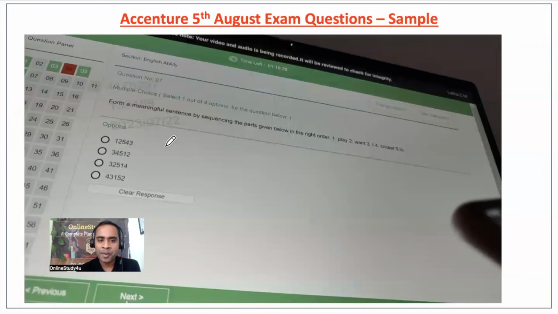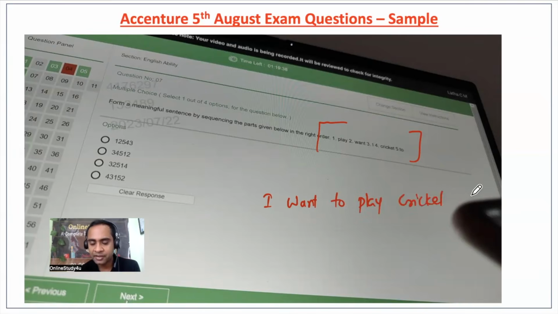Now, form a meaningful sequence by arranging the parts given below in the right order. So play, want, I, cricket. So this will become I want to play cricket, right? So I want to play cricket. This is a correct English sentence, right? So even if you don't know, you will be easily able to write this.